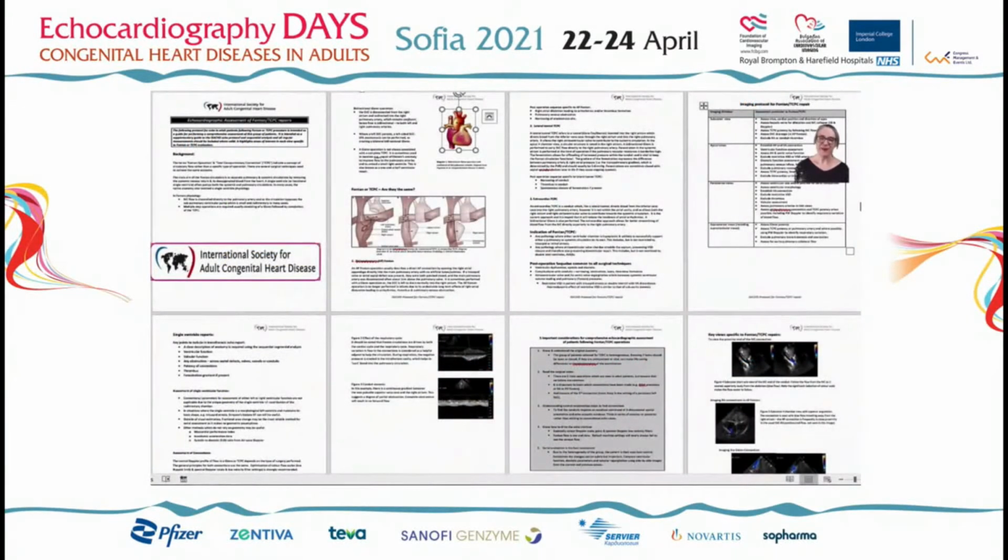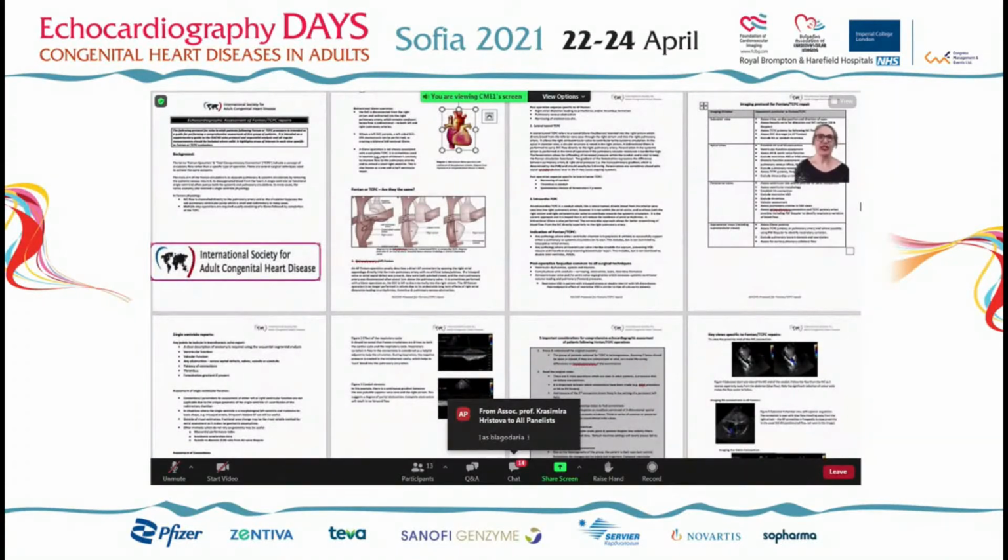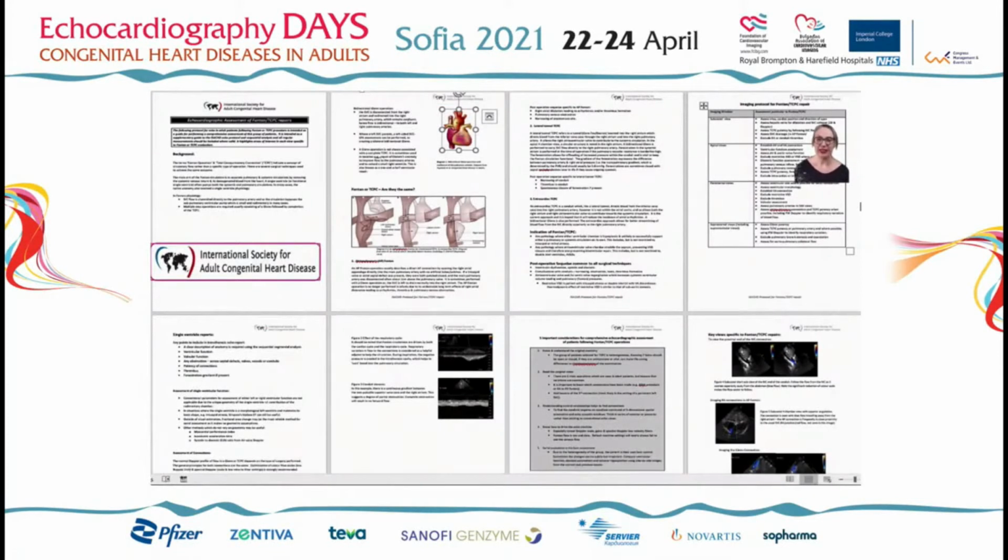If you're really stuck, there is, just to help you even a little bit further, because I know I've run through this really quickly, here is the International Society for ACHD. There are some consensus recommendations with protocols and outlining all of the key views and images that are necessary when scanning these patients. Keep a copy of this in your lab.